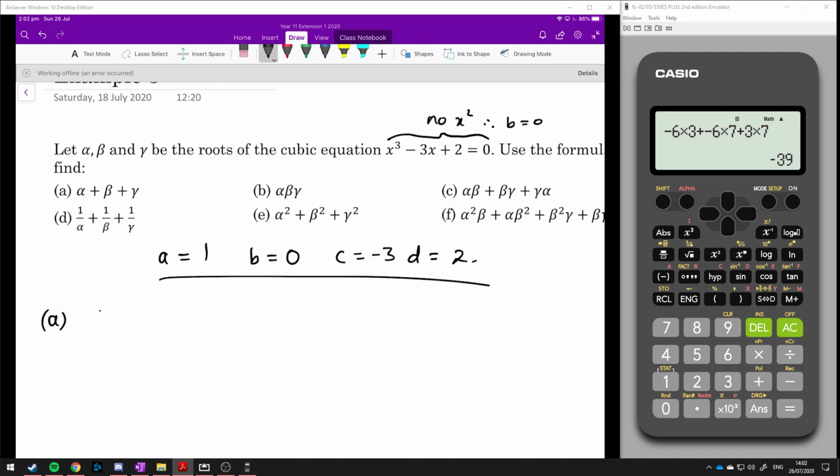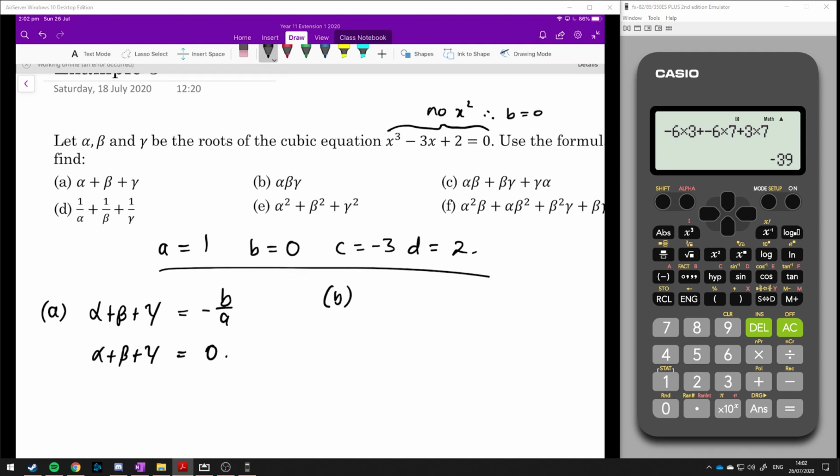So let's start off with A, alpha plus beta plus gamma. This one's pretty easy. This is just the sum of the zeros, which is equal to minus B over A. So alpha plus beta plus gamma must be equal to 0, because 0 over 1 is 0. Good start.